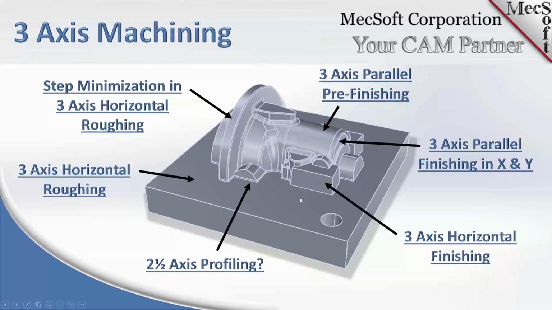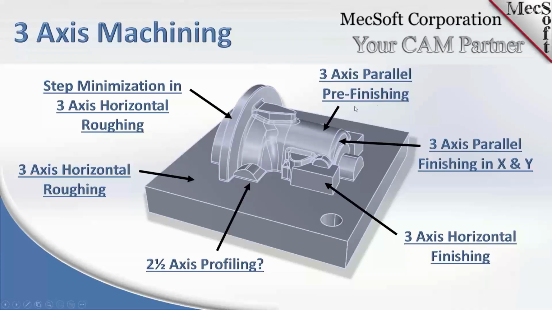What you see on the screen is the part we're going to be programming. It is what you can consider a mold core insert, where it's sitting on a plate. This is the insert plate, and the core is machined out of that plate. What you're looking at here is the prototype configuration. I'll be looking at the possible production configuration as well.